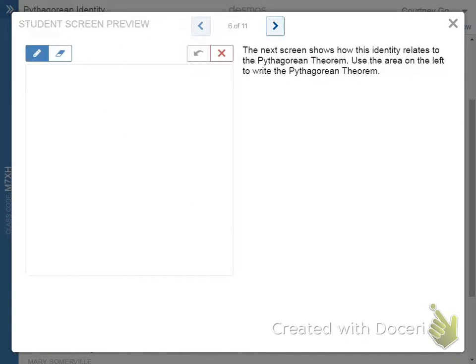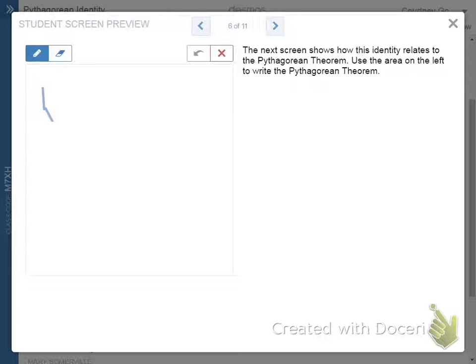The next slide asks you to remember the Pythagorean Theorem. We're going to talk about how the Pythagorean Theorem relates to the Pythagorean identity. Okay, so I mentioned this at the beginning of the lesson. These two are related.